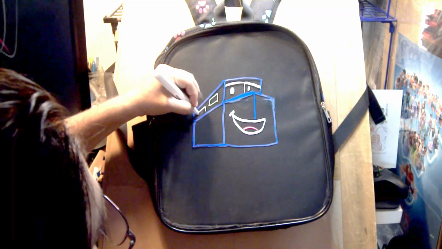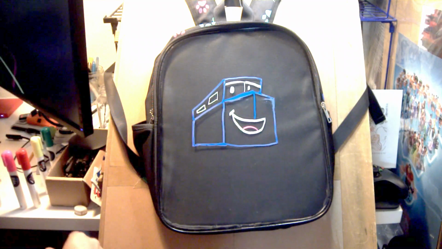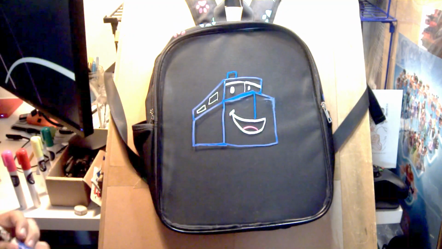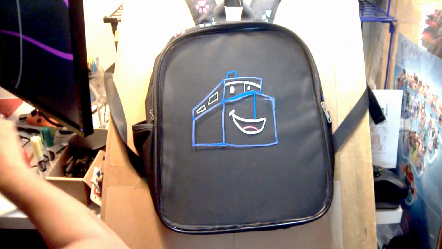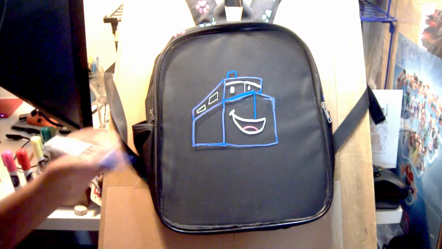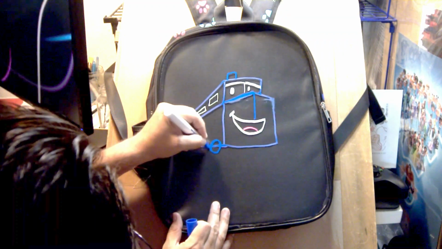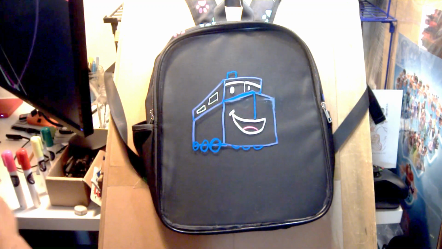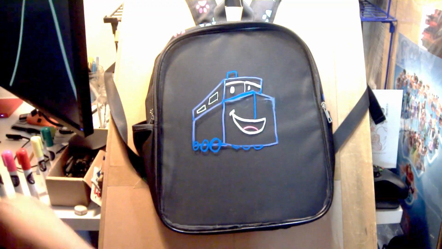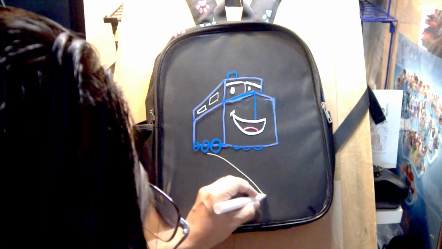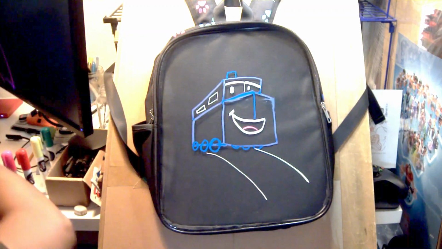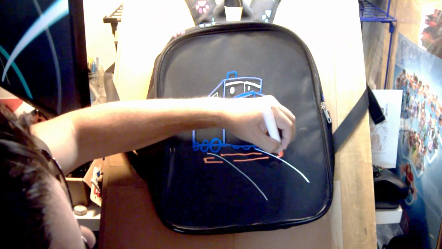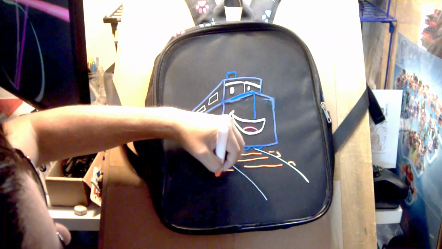Then I'm going to draw some windows. I'm going to give him a smokestack right here, because even diesel engines have smokestacks. And I'm going to do some wheels right here. Again, I'm doing those half circles down there to show that there's wheels on the other side. I'm going to draw the train tracks right here.